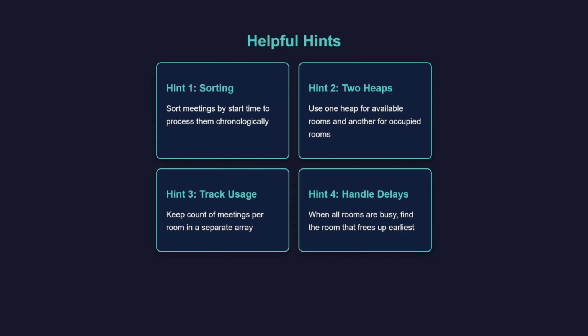Hint 3, track usage. Maintain a separate array counting how many meetings each room has hosted. This makes finding our answer trivial at the end. Hint 4, handle delays. When all rooms are busy, look at the occupied rooms heap to find which room will be free soonest, then schedule the delayed meeting there.